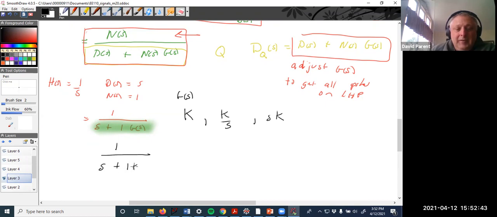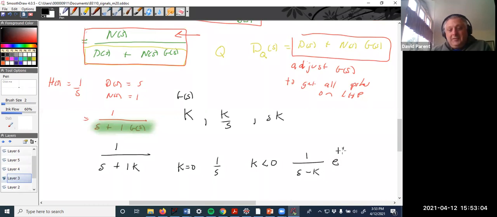s plus 1 times k. Well, if k equals 0, I'm right back where I started, right? If k were less than 0, I would have exponential increase. And so really, k has to be greater than 0. I'm not telling you what it has to be, but it just has to be greater than 0. And then we're going to get exponential decrease. All right, next one.